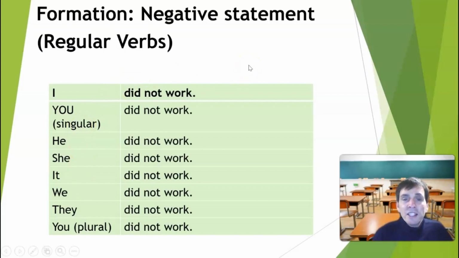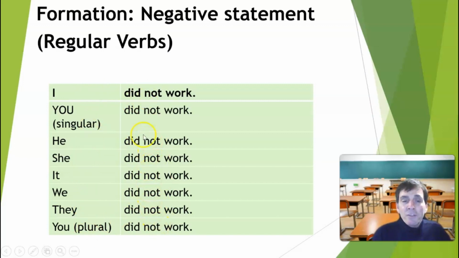Okay, let's continue on and let's talk about negative statements. I did not work. You did not work. He, she, it did not work. We did not work. They did not work. You did not work. So again, it's all the same except for the beginning subject. The formations are exactly the same all the way along.